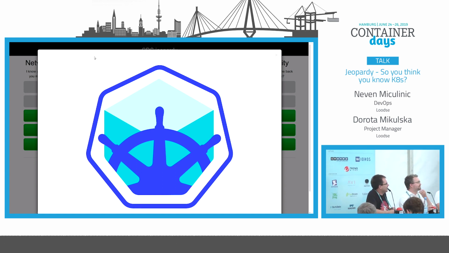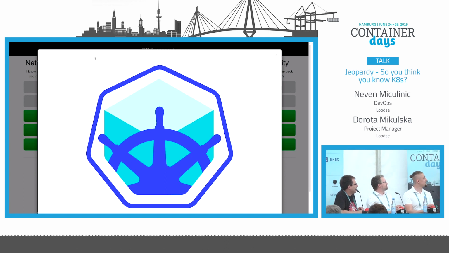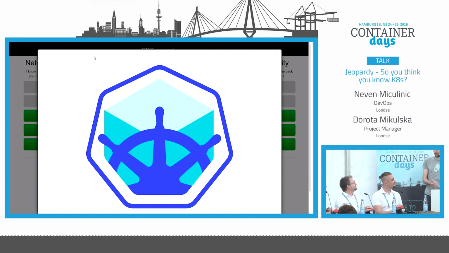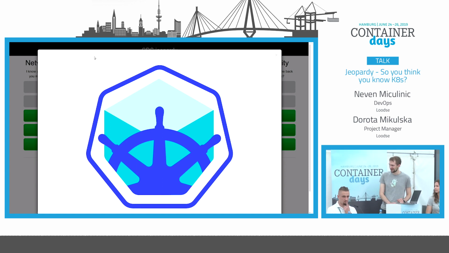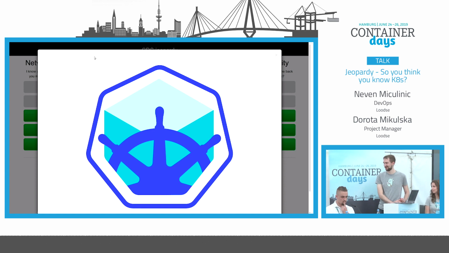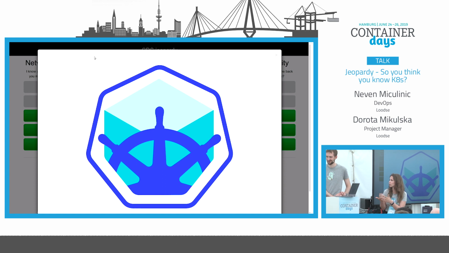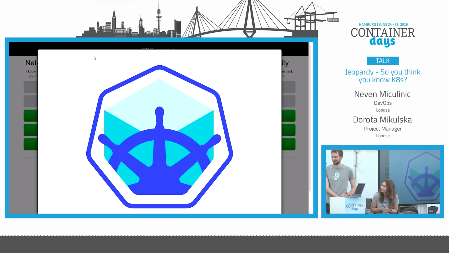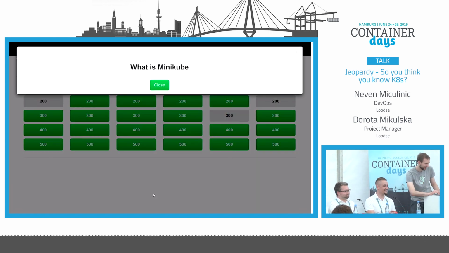Maybe we should explain what it is in the workshop, just to give a hint. So basically it's logos related to famous Kubernetes projects, or maybe less famous ones. This one you probably used. It's something that you use in the beginning of your Kubernetes journey. What is Minikube? Yes, correct. Well done.